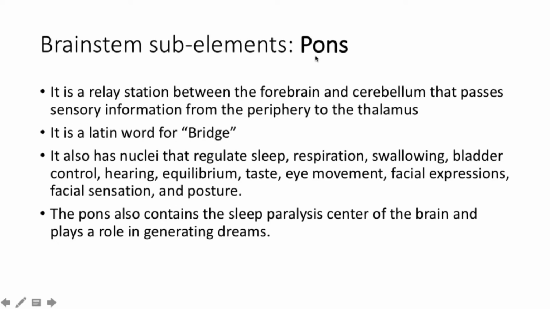On top of the medulla oblongata, we have the pons region, which is a relay station between the forebrain and cerebellum that passes the sensory information from the periphery to the thalamus. It's a Latin word for bridge because it is joining the midbrain and thalamus area with the area below, that is the medulla oblongata and the spinal cord. Now it also has nuclei that regulate sleep, for example, respiration, swallowing, bladder control, hearing, equilibrium, taste, eye movement, facial expressions, facial sensation, and posture.